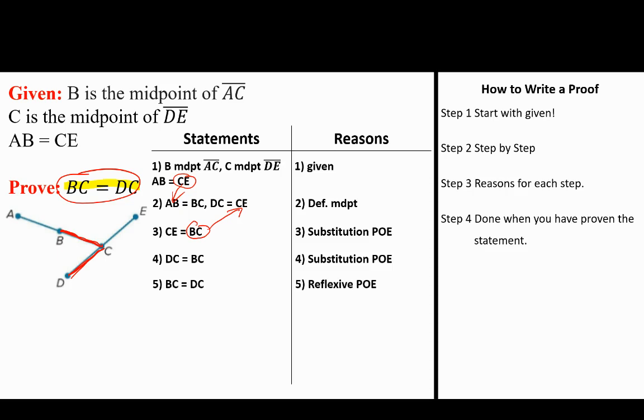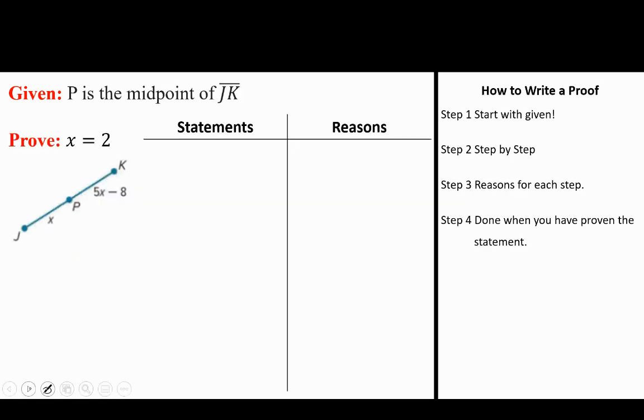And I know I'm done because step 4 says you're done when you have the statement you're trying to prove. And look, that's what I'm trying to prove. So I know I'm done. 5 steps, couple substitutions, definition of midpoint, but we went ahead and proved that BC does in fact equal DC. All right, let's go ahead and look at the next one.